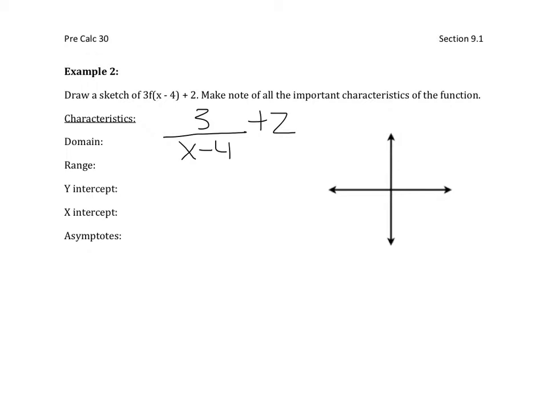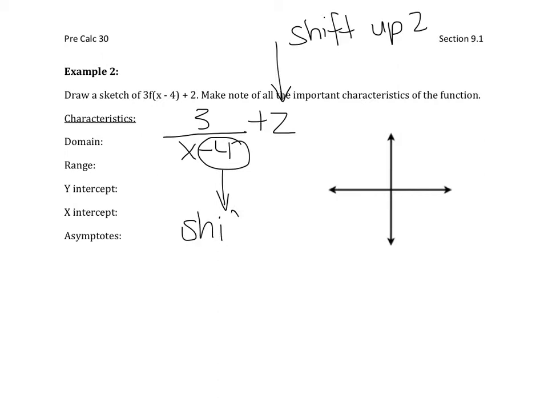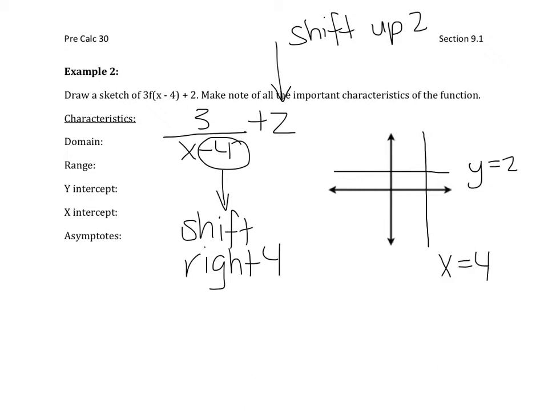So we could just do a table of values for this, or we could just plug it into a graphing calculator to see what happens. We know that this shift is going to move it up, so this is going to shift up 2. And we know that this minus 4 is going to shift right 4. So we now can graph our two asymptotes. We know that there's going to be an asymptote at y equals 2. And we know that there's going to be an asymptote at x equals 4. So we are going to get a rational expression that looks like this.